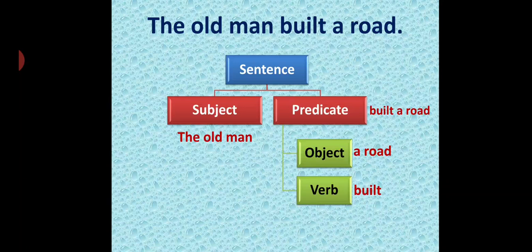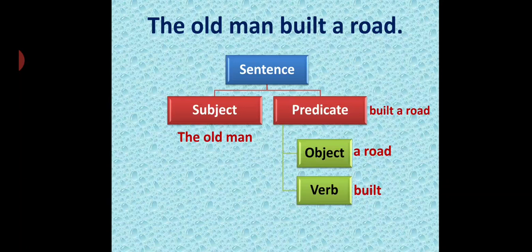The object is a part of the predicate. It tells about the thing on which the action is being performed. For example, in the given sentence, built is a verb and it is done upon the road. So, road is the object and verb is built. So, I think we have revised some of the concepts that you had read in your earlier classes, like the types of sentences, parts of sentences.